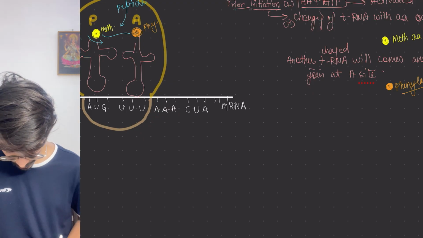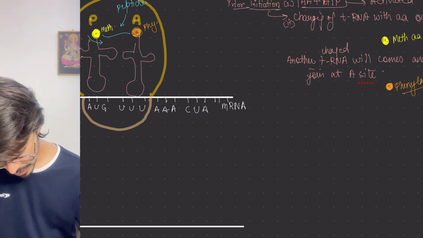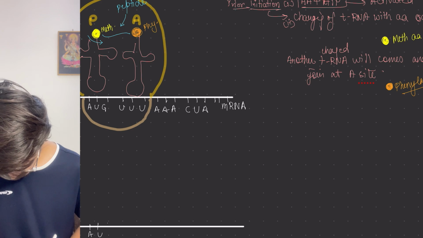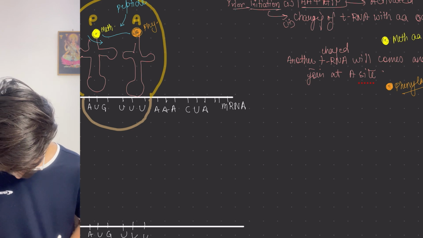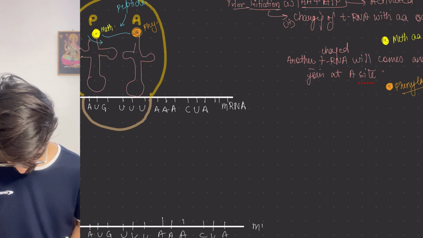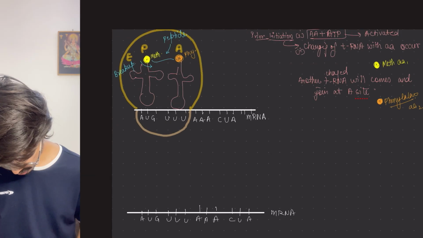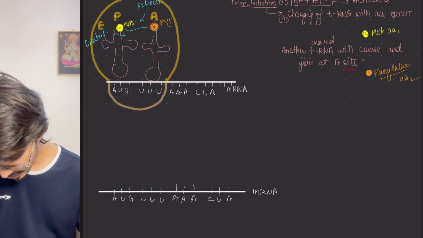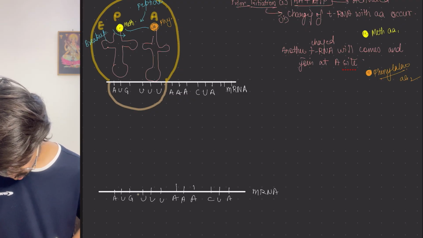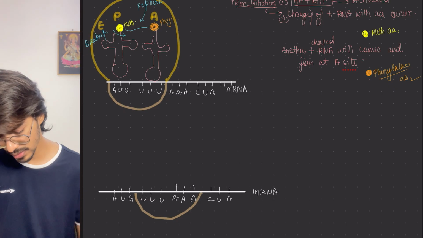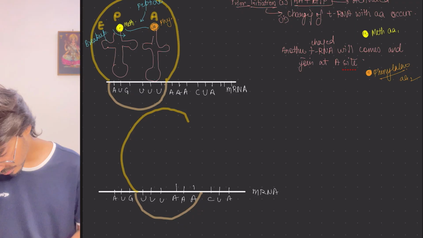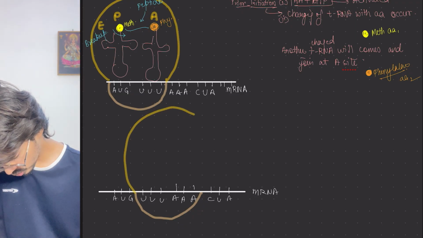So over here we have this whole structure. Okay, here we have our sites. This is AUG, UUU, AAA, CUA, and this is mRNA. So a little bit small. Then we have this whole thing will move towards the next one like this. Along with that, this bigger one also moves.